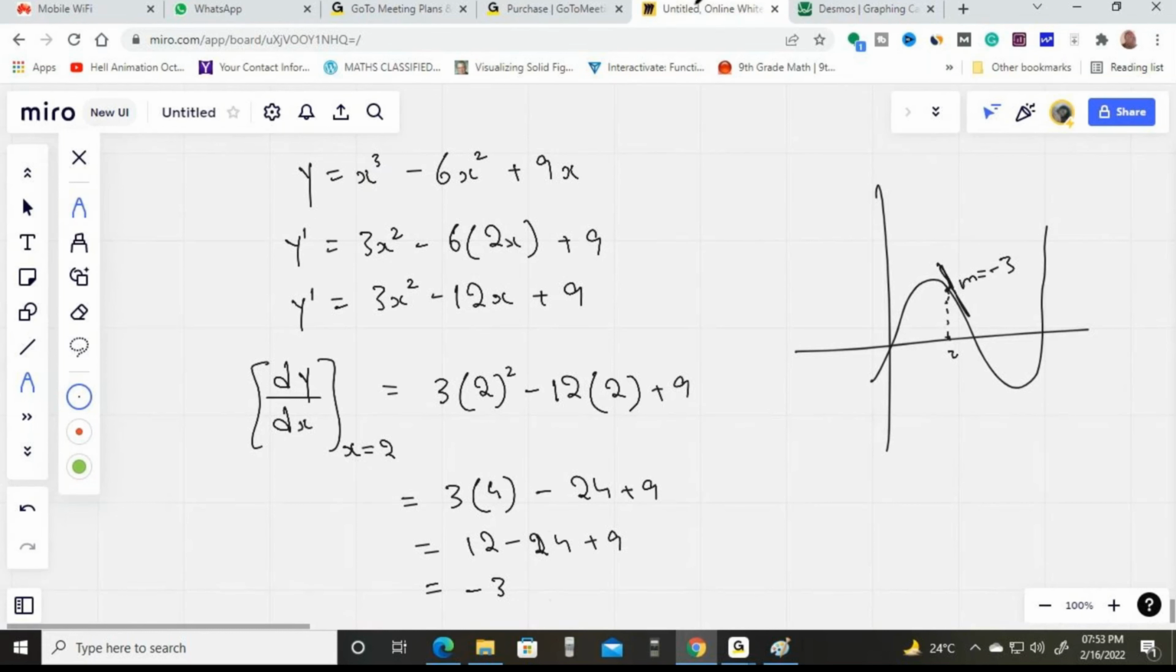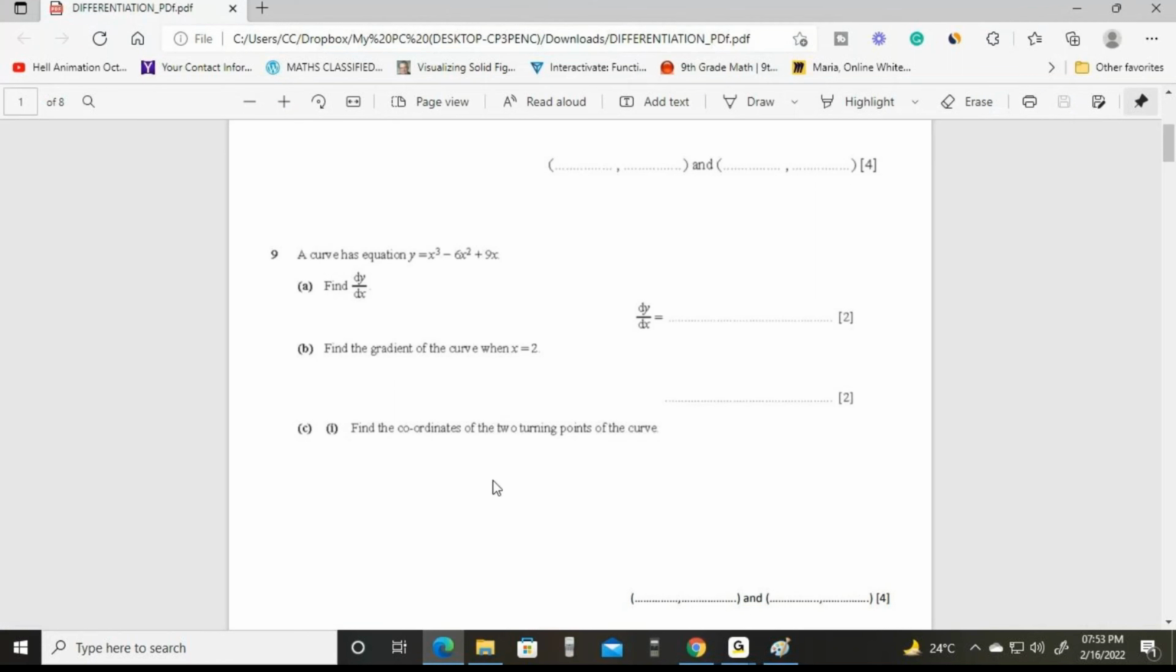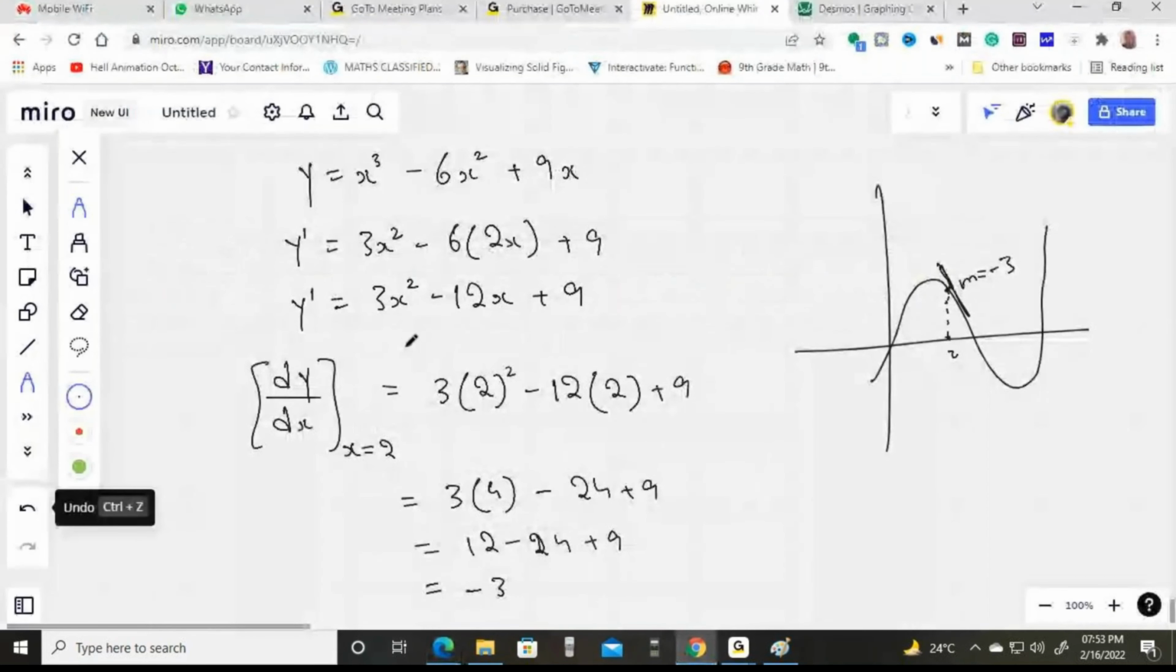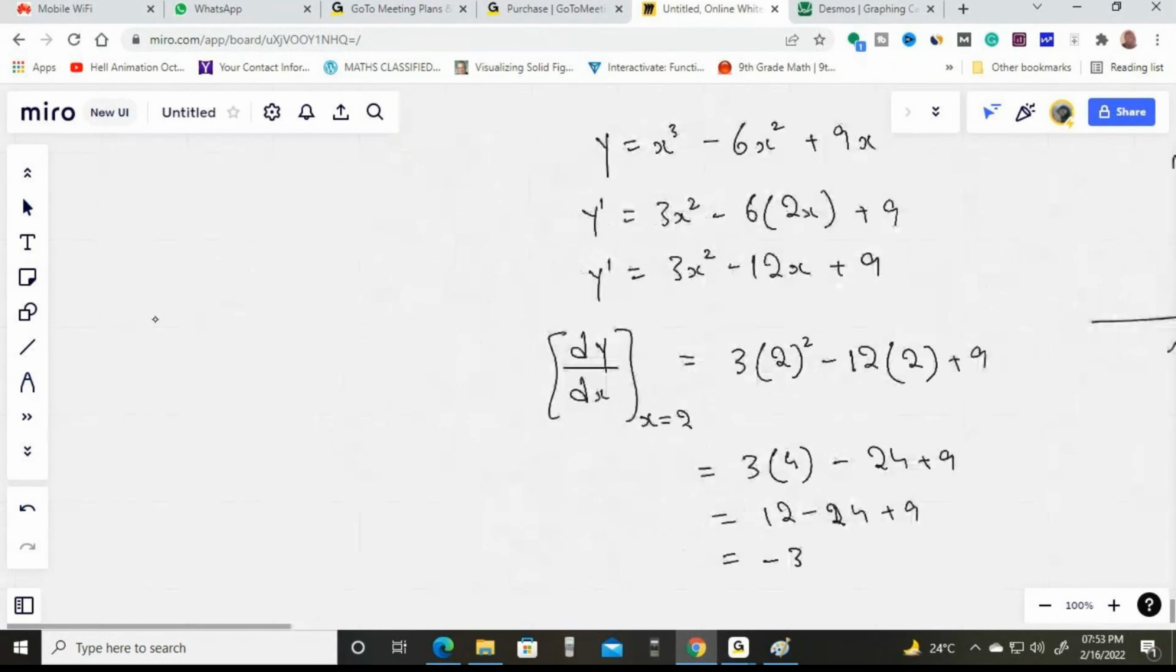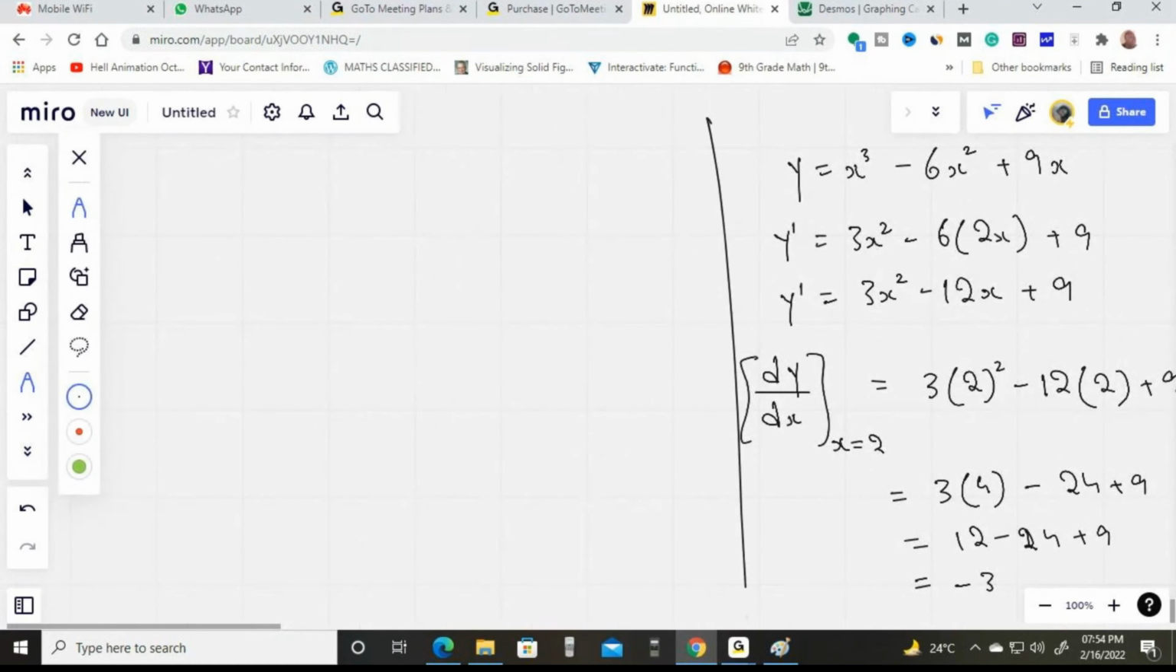So that's it. And then find the coordinates of the two turning points on the curve. Now equate this derivative expression to 0, factorize, get the two values of your x. Before doing this, you can simplify this expression first, if it is possible, and then factorize. How do you simplify? You see, 3 is coming common. 3 is the HCF here. So you just equate your dy by dx to 0. 3 is coming common, take it out. Move that 3 to the other side, make it vanish, and then factorize.